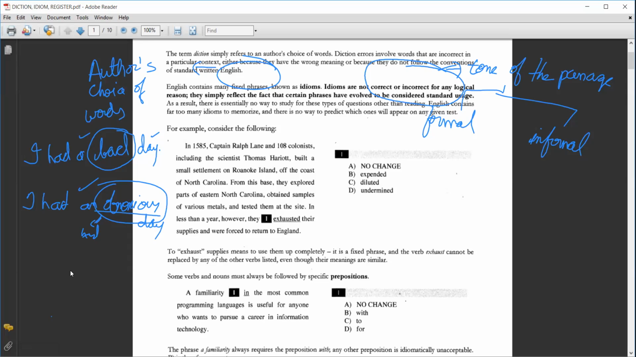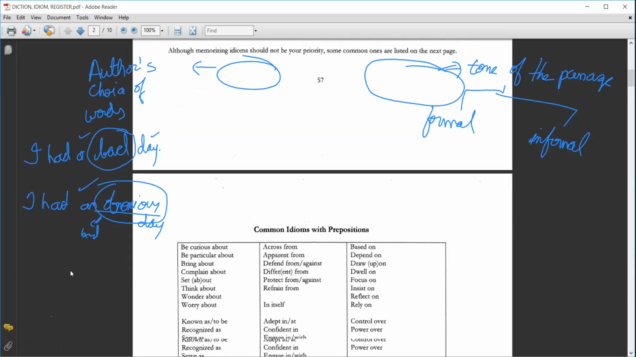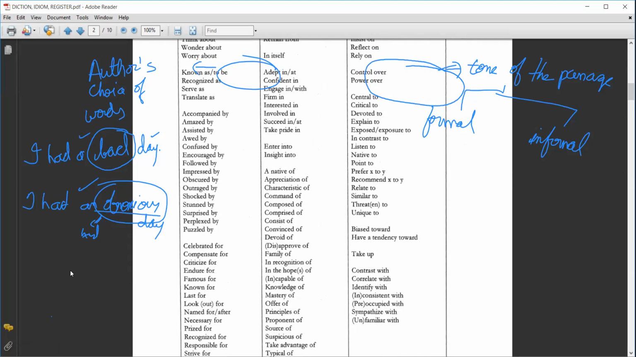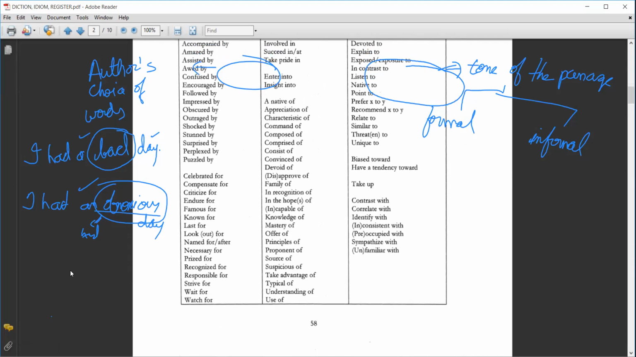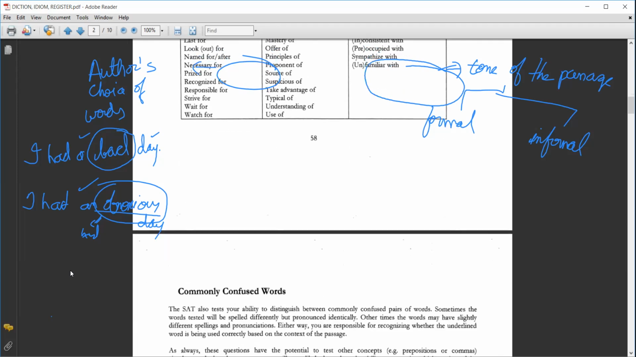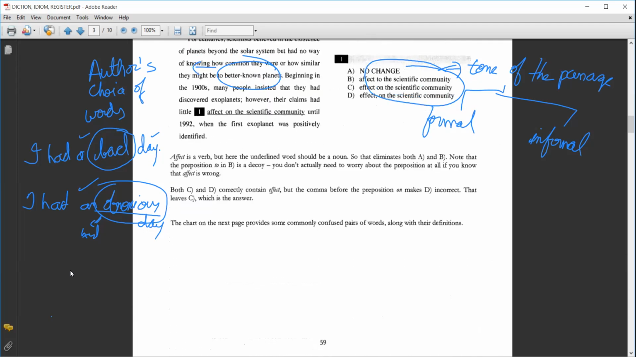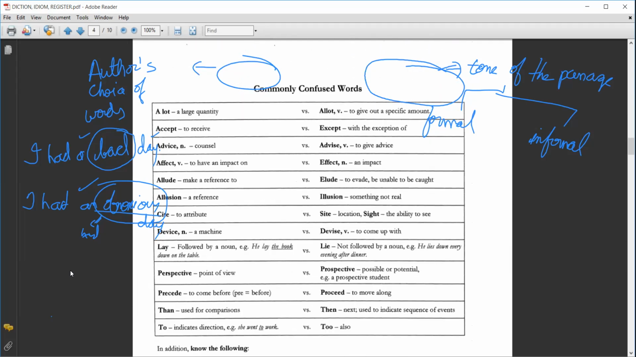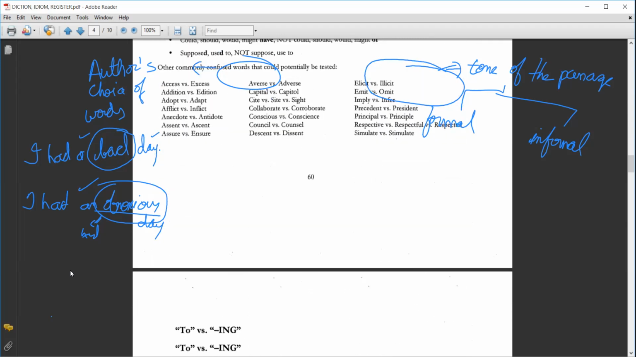For that, we have a set of fixed prepositions with fixed words given here. You have to literally learn these words by heart. They are the most common ones that come in your exam. And then we have a set of commonly confused words. There is a whole list given here, and the meaning of each one is given. You have to go through all of this as well and learn it by heart. That's all you can do.